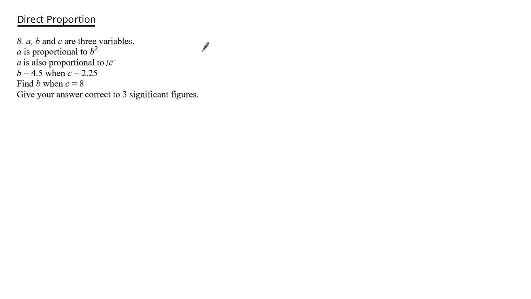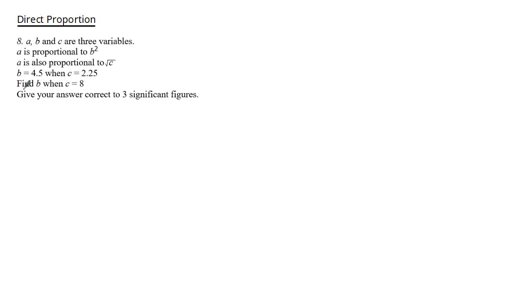Welcome back. So this is a much trickier question. And what makes this question different from the previous questions is that here there are two different statements of proportionality. A is proportional to b squared, and a is also proportional to the square root of c.